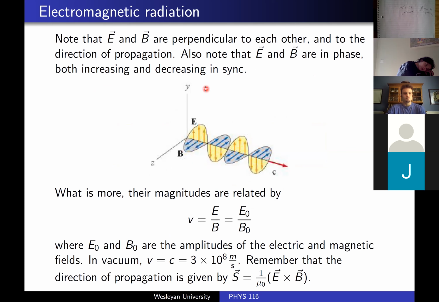So we've already noted some of these points. E and B are in phase. They're perpendicular to each other. And you do the cross product of E and B, and you can get the direction of propagation. It turns out their magnitudes are also related. The speed of the wave, of an electromagnetic wave, is given by the amplitude of E over the amplitude of B.